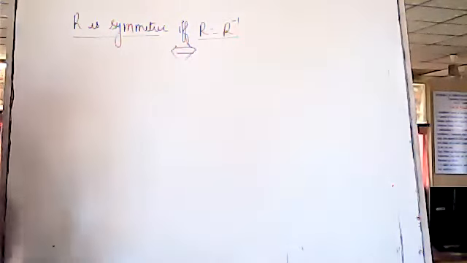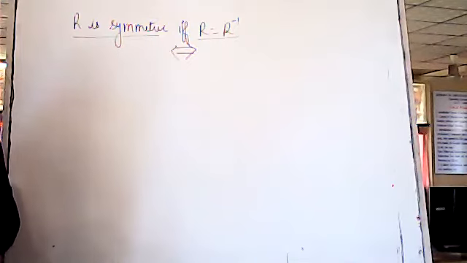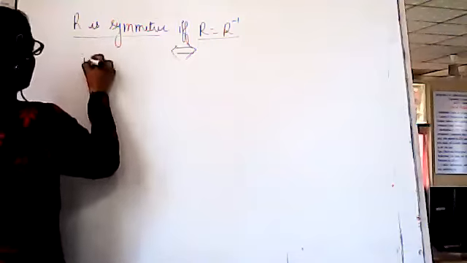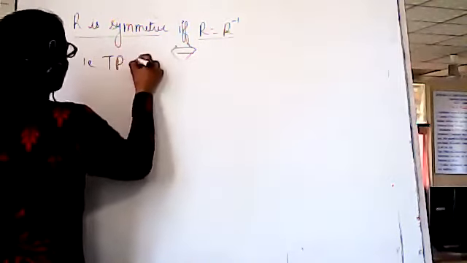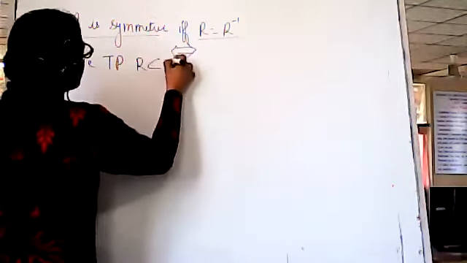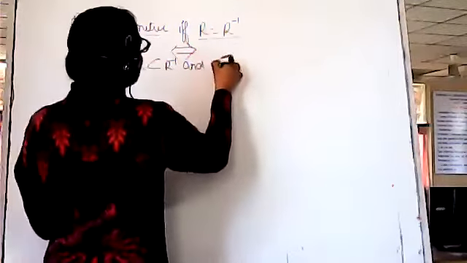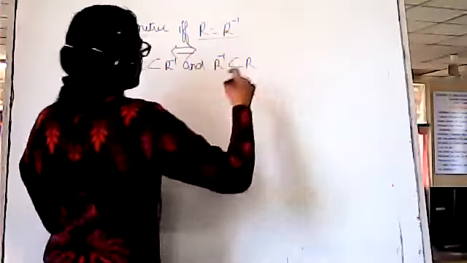ठीक है? If and only if का मतलब ये होता है कि पहली कंडीशन को assume करो, दूसरी को prove करो, after that दूसरी को consider करो और first को prove करो. So first of all, we are considering that R is symmetric. Write down next line. To prove R is equal to R inverse. That is, to prove R is a subset of R inverse and R inverse is a subset of R.